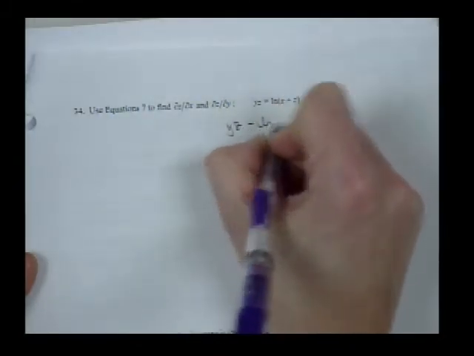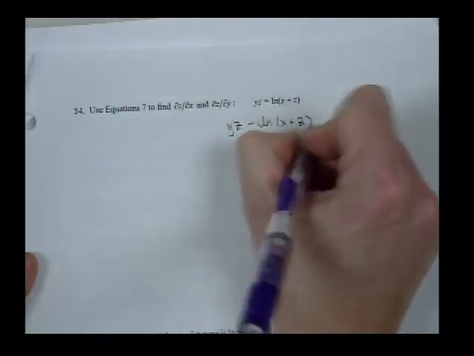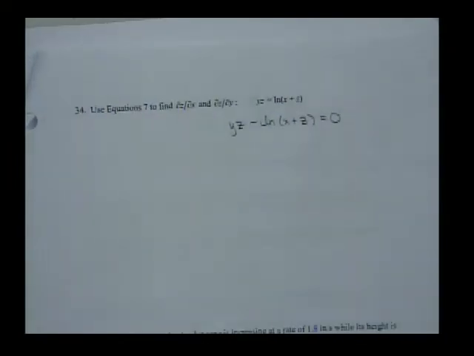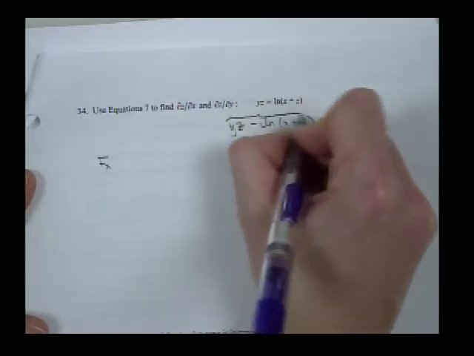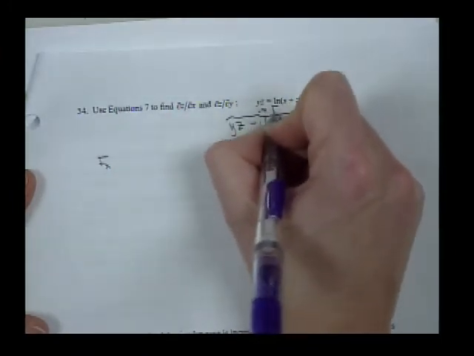Okay, so in 34, however you want to do it, get everything on one side. So I'm going to subtract the natural log of x plus z. And then I want to find f sub x, and then f sub z. Well, actually, we need all three of them. F sub x, f sub y, f sub z. This whole thing is our f of x, y, z.